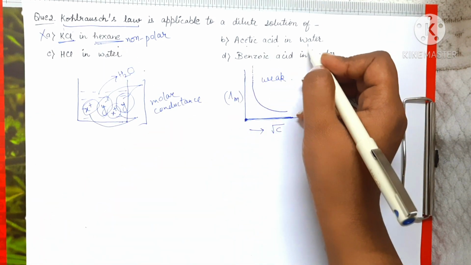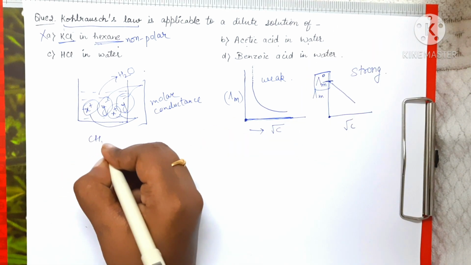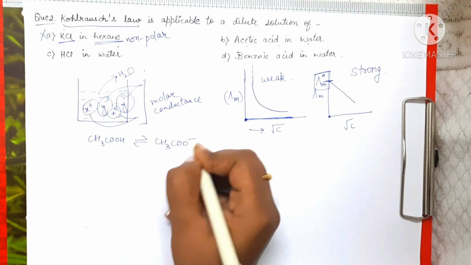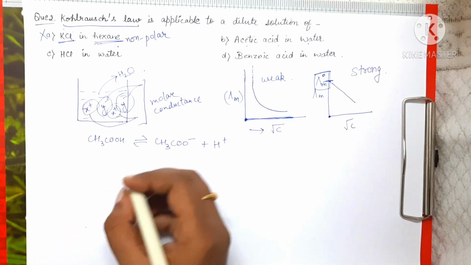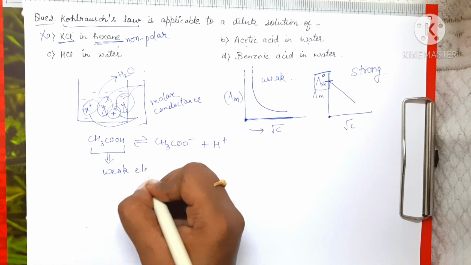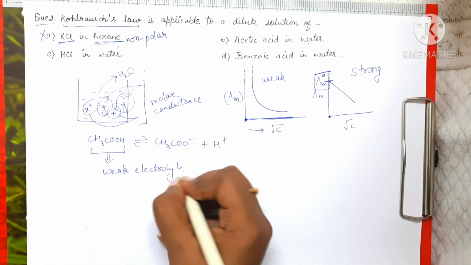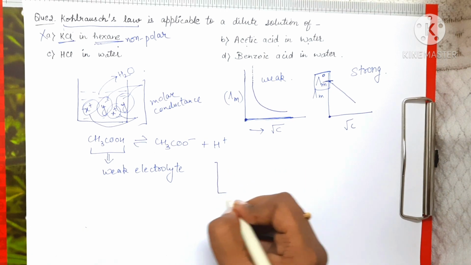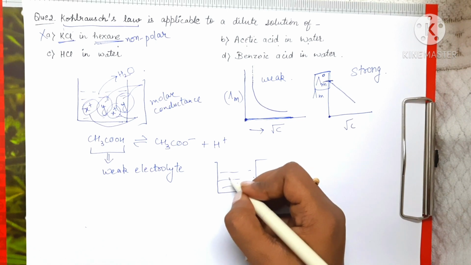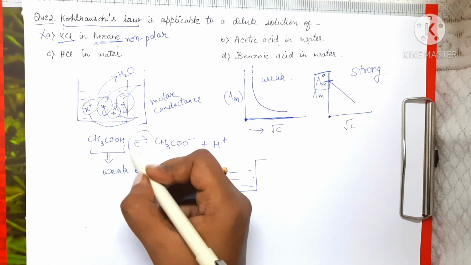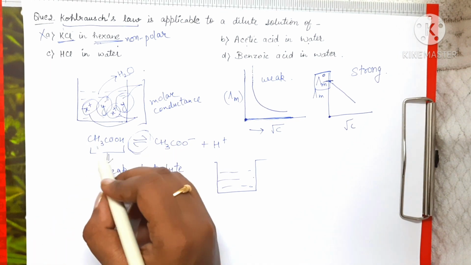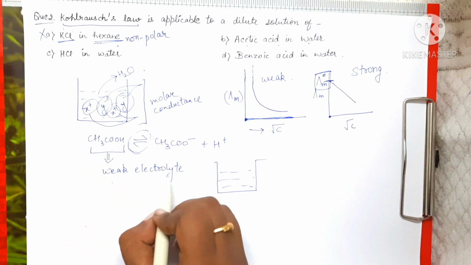Now acetic acid will break down in water, right? CH3COOH is going to break down in water as CH3COO negative plus H positive, but CH3COOH itself is a weak electrolyte. So what happens in this case? We are adding a weak electrolyte in water, and it is not going to dissociate completely. That is why I have used this equilibrium arrow, because it is a weak electrolyte.